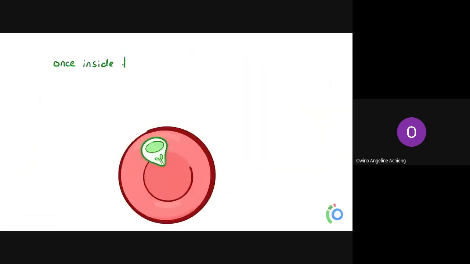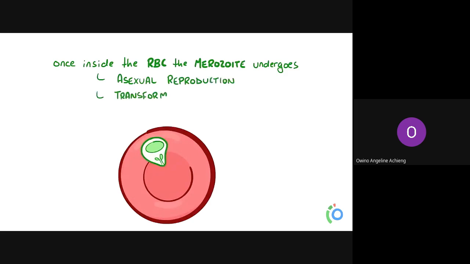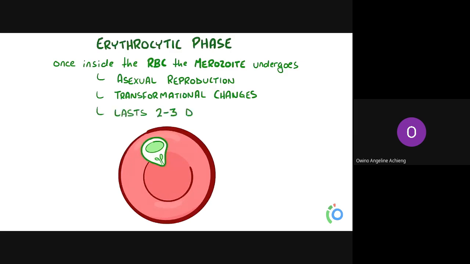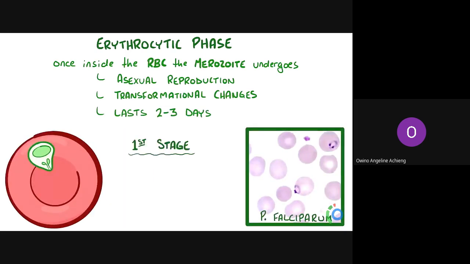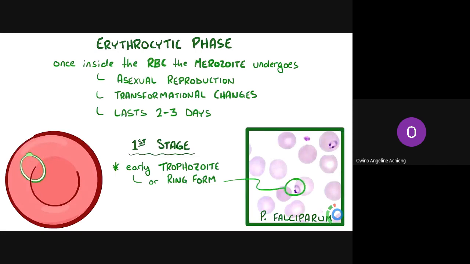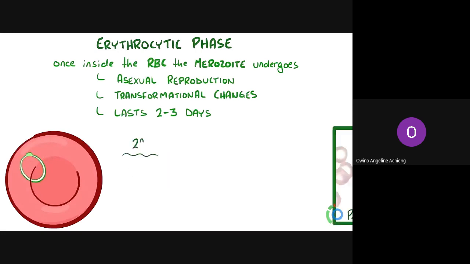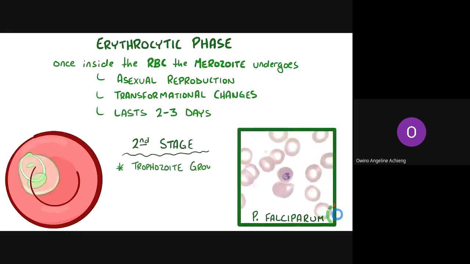Once inside the red blood cell, the merozoite undergoes asexual reproduction and a series of transformational changes. This phase is known as the erythrocytic phase of malaria because it happens inside of the red blood cell and generally lasts 2 to 3 days. In the first stage of the erythrocytic phase, the merozoite looks like a tiny ring within the red blood cell and is called an early trophozoite, or a ring form. In the second stage, the ring-formed trophozoite grows and is referred to as a late trophozoite.